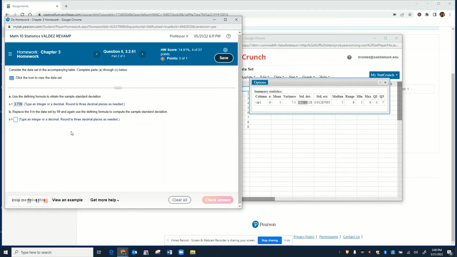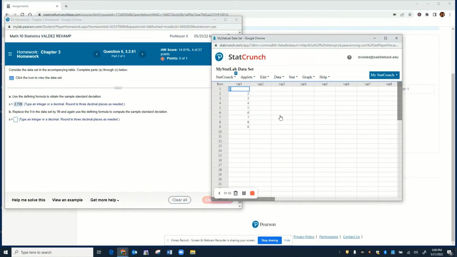Replace the 9 in the data set by 99. And again, use the defining formula. No, we're going to use StatCrunch to compute the sample standard deviation. So what it wants us to do is come back here and replace the 9 with a 99 instead. Wowza. Okay, so the data was 1, 2, 3, 4, 5, 6, 7, 8, 9. Now we jump from 8 to 99. What do you think that's going to do to the standard deviation? Remember, it's measuring spread, right?